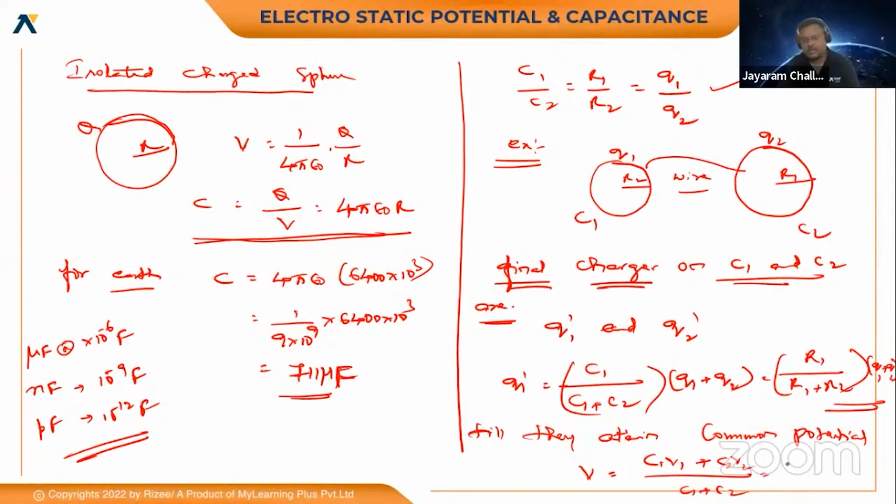Or this can also be written, as the total charge will be conserved, as Q1 plus Q2 by C1 plus C2, because since C is equal to Q by V, Q is equal to CV, or V is equal to Q by C. Or this can also be written as Q1 dash plus Q2 dash by C1 plus C2. Like this we can write it. So this common potential formula is very important.